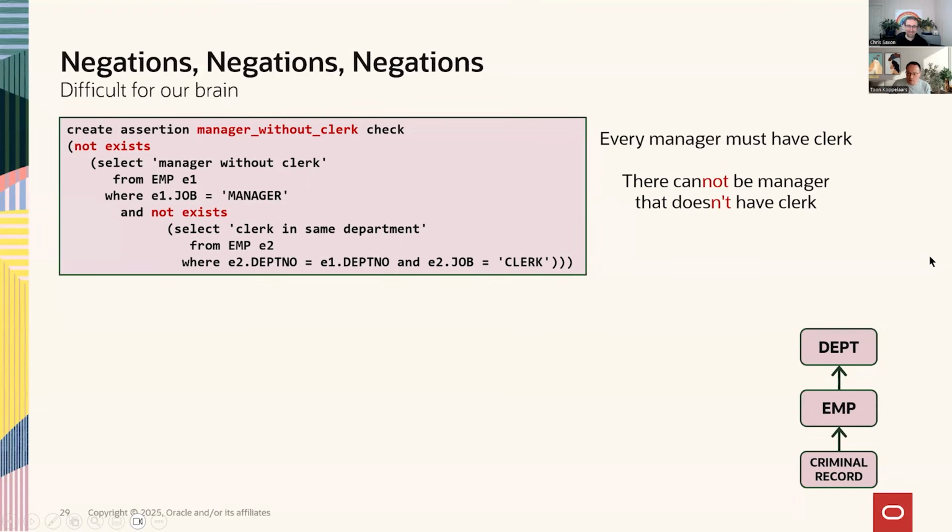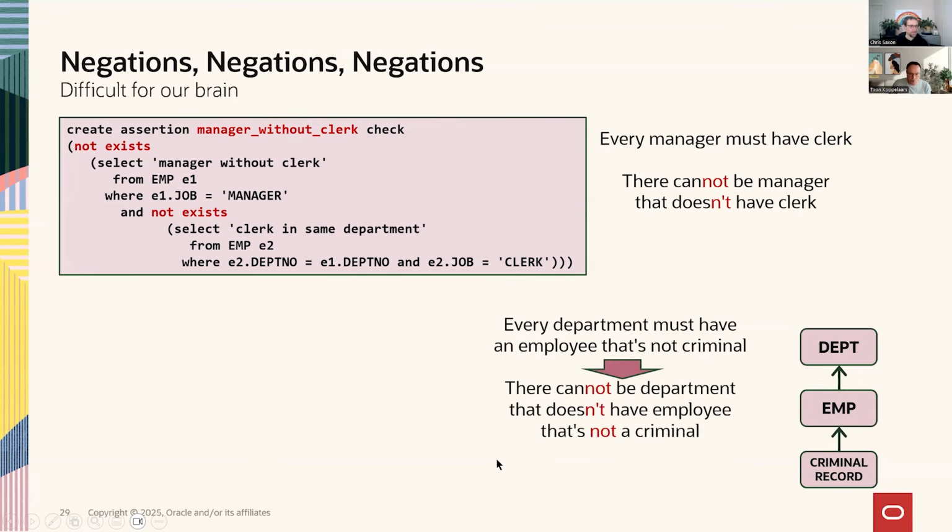And the business rule I want to implement is this one. Every department must have at least one employee that's not a criminal. Departments can have lots of employees, lots of them can have criminal records, but there must be one employee who does not have criminal records. There's no natural way currently in SQL to implement this. We have to do it in the awkward way. And the awkward way would be: there cannot be a department that doesn't have an employee that's not a criminal.